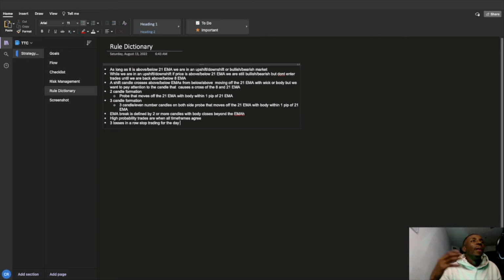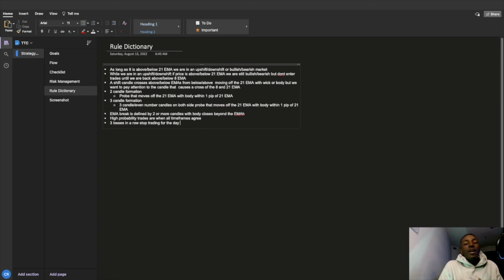Rule dictionary. Now again, this is the rule dictionary from the strategy that I have. What is a rule dictionary? You could also just call it rules. It's essentially, okay, I talked about above, below the 8 EMA. What does that even mean? Because you could be above it with a wick. You could be above it with a close. Is it above it with a wick? Is it above it with the close? All that kind of stuff.